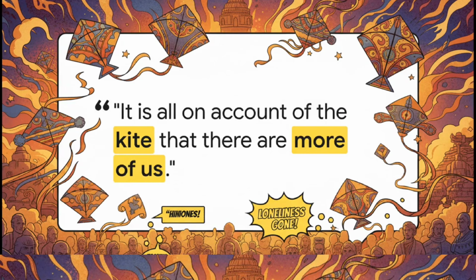And then, this. It is all on account of the kite that there are more of us. And there it is, the hook, the one thing that changed everything. In just one sentence, that problem of loneliness seems to be solved, but a brand new mystery takes its place. The family is bigger now, and it's all because of a kite? How? Why? You have to keep reading, right? You just have to know.